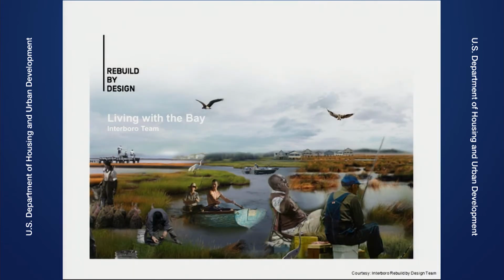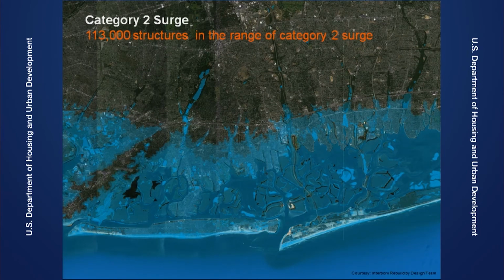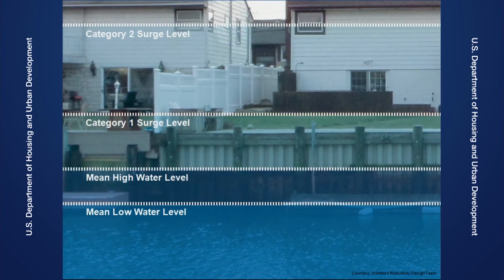Next, we'll take a look at another proposal, this one focusing on Long Island, called Living with the Bay. The design team was led by Interboro Partners, and their proposal addressed flood risk in Nassau County. Nassau County is an area of high exposure due to its south-facing shore that is vulnerable to coastal storm surge. In many areas, even a Category 2 surge can fully flood a 2-story house.